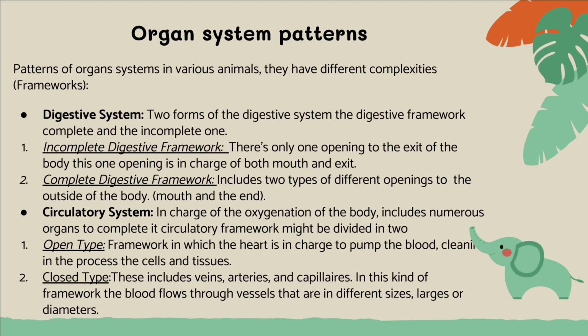The circulatory system is in charge of the oxygenation of the body. It includes numerous organs to complete its circulatory framework, and it might be divided into the open type and the closed type. The open type is the one that has the heart in charge of pumping the blood, cleaning the cells and tissues in the process. And the closed type includes veins, arteries, and capillaries. In this kind of framework, the blood flows through vessels of different sizes, lengths, and diameters.